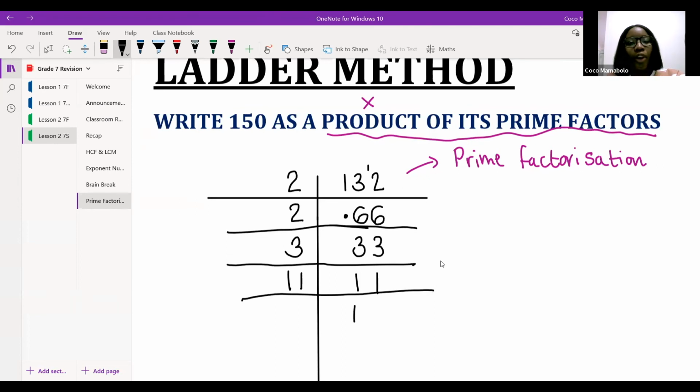Okay. So if I have to break down 132 into its prime factors, that's the same as 2 times 2 times 3 times 11. Okay. And if I punch that into my calculator, 2 times 2 times 3 times 11, that's going to give me 132.